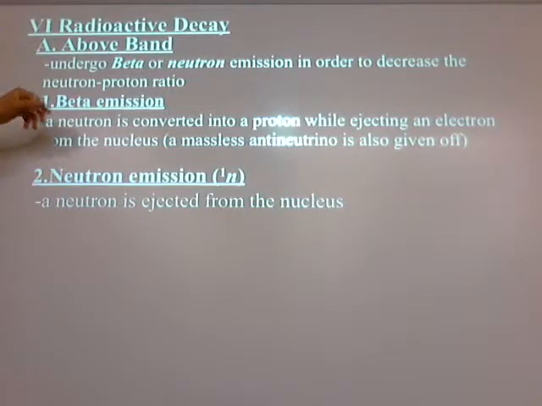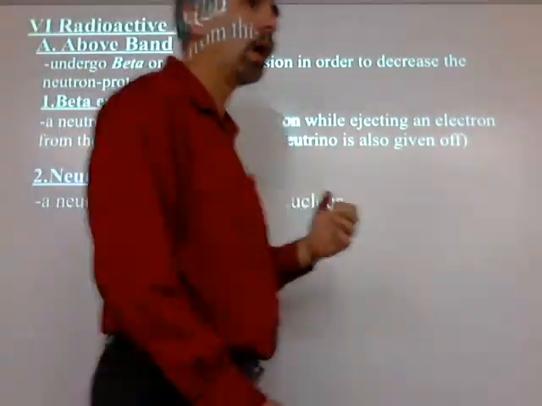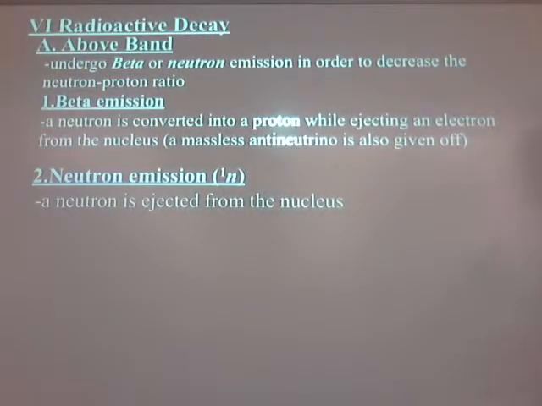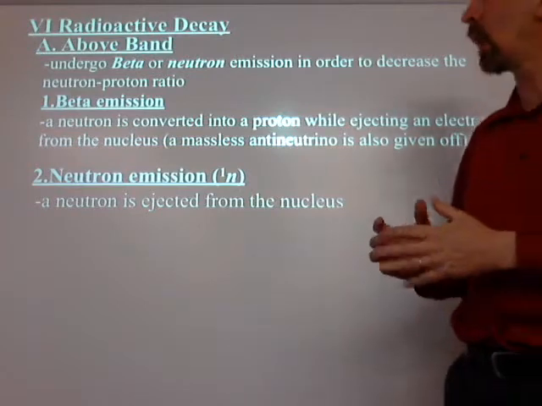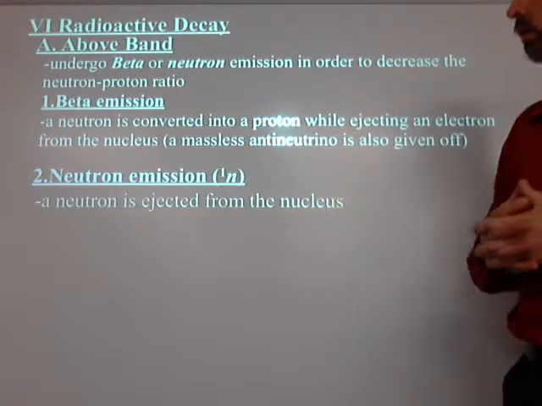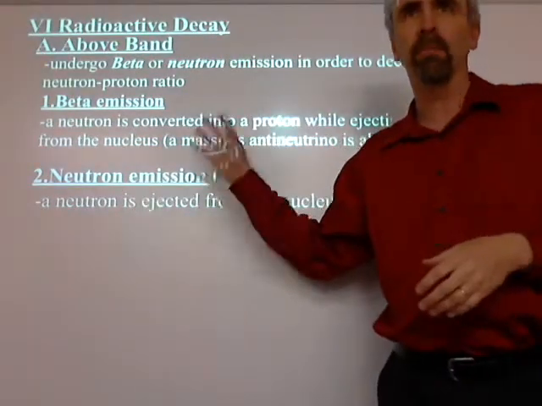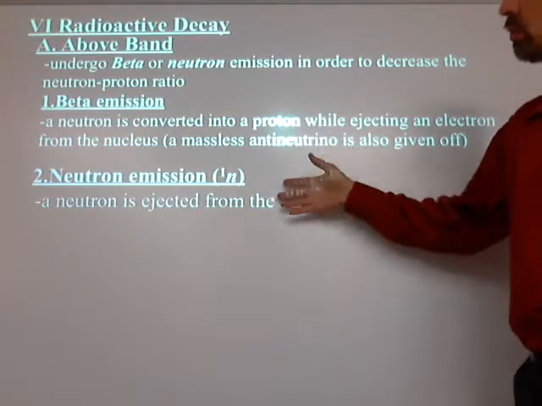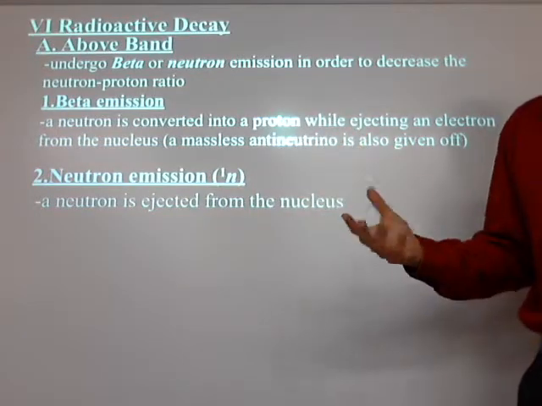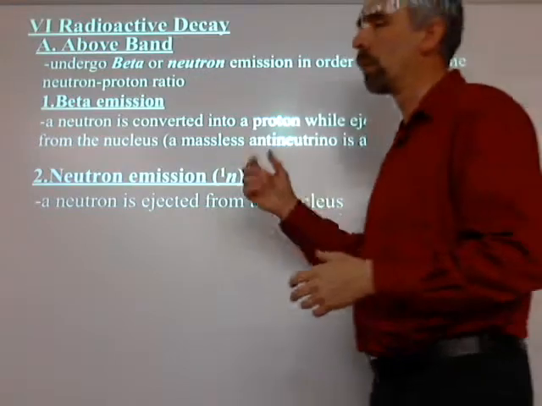If you're above the band, you can undergo two types of emission, beta emission or neutron emission, both of which serve the purpose of reducing the number of neutrons or, at the same time, increasing the number of protons. This is all from yesterday. We did examples of each of these, and you should be getting used to doing this. I gave some homework on it as well.